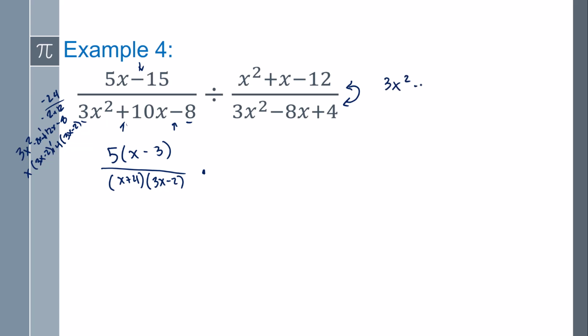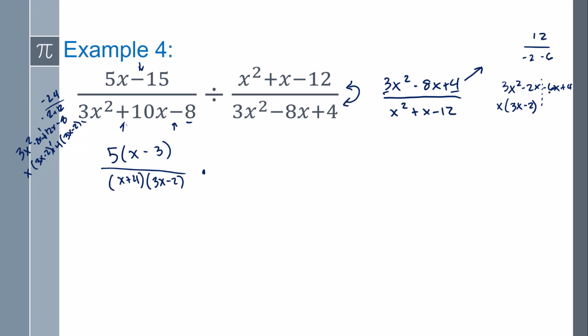So 3x squared minus 8x plus 4 over x squared plus x minus 12. So factoring this, a times c, 12. Factors of 12 that add to negative 8. It's going to be negative 2 and negative 6. So 3x squared minus 2x minus 6x plus 4. Factor by grouping, factor out an x, and then I have to factor out a negative, and then it looks like a 2. So you're left with 3x minus 2.